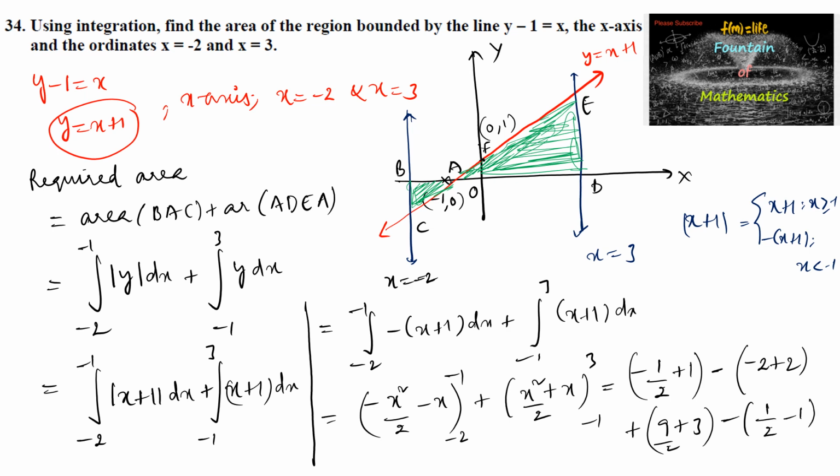So on simplifying we can write 1 minus half is half, and again minus 2 plus 2 is 0. So 9 by 2 plus 3 is 15 by 2, and again here 1 by 2 minus 1 is minus half, that is plus half. So 16 upon 2, 17 upon 2 is 8.5. 8.5 square units is the required area. So the answer is 8.5 square units.